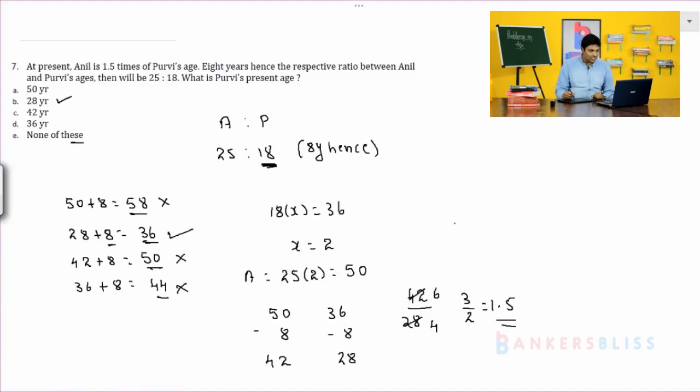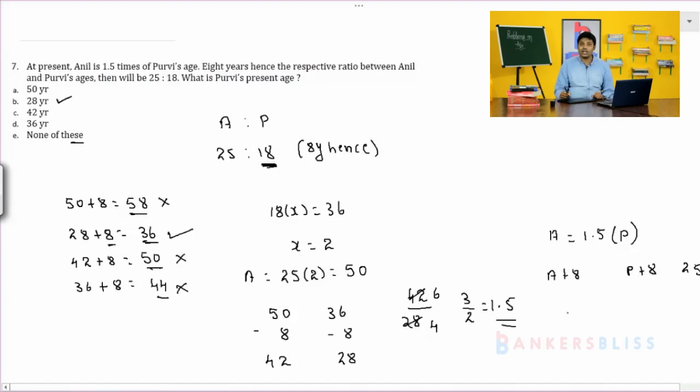So Anil's age is 1.5 times Purvi's age. So Anil is equal to 1.5 times Purvi's age. Next, after 8 years, Anil plus 8, Purvi plus 8. So what is the ratio they have given? 25:18. With the help of this data you have to calculate, and it is very, very difficult to go with the general method. So this method is feasible, and 50 to 60% of the problems you can solve orally. So let's go to the next problem, problem number 8.